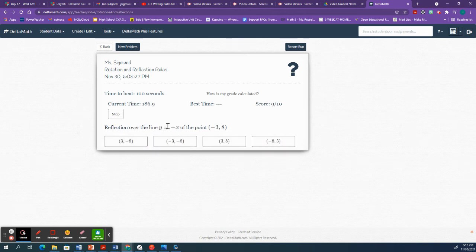Reflection over y = -x. a and b switch, and both become opposites. So was positive becomes negative, was negative becomes positive. So 8 is going to go in the front, and it's going to become negative. 3 is going to go to the back, and it's going to become positive.